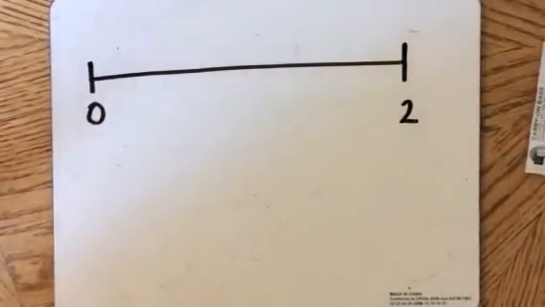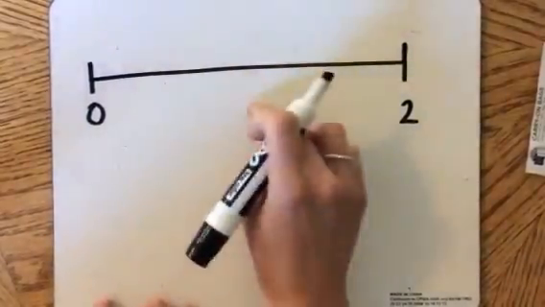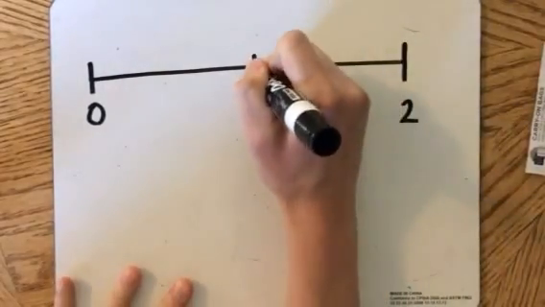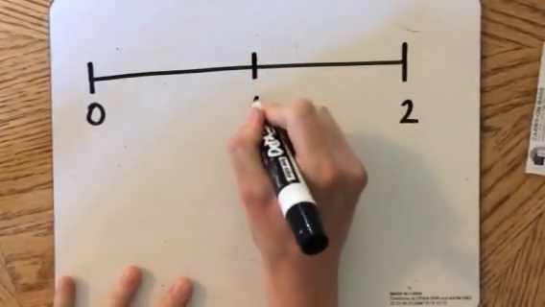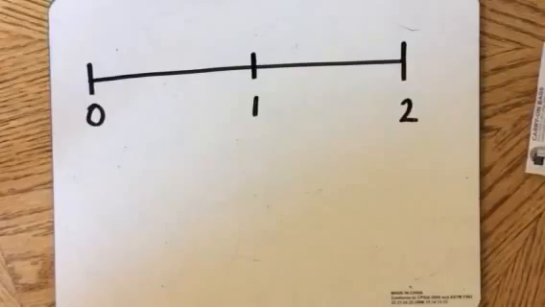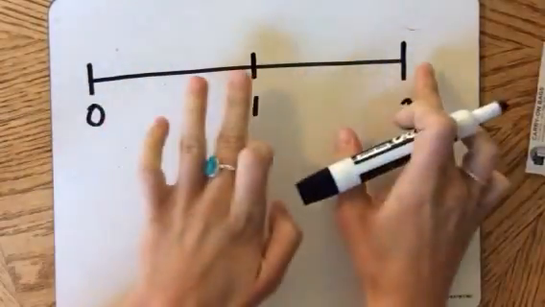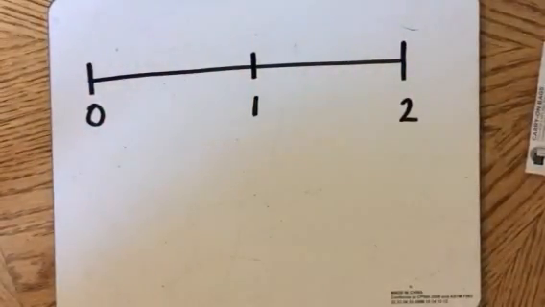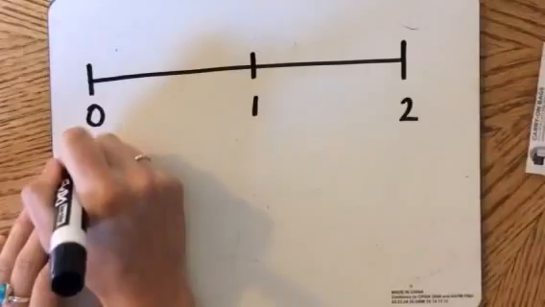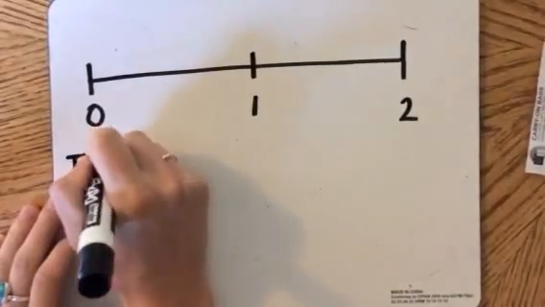Are we missing any whole numbers or integers between that? If I'm counting from 0 by ones, what do I have between 0 and 2? I've got 0, 1, 2. So I need to make sure I add in that number. 0, 1, 2. Doing my best to equally partition those. Now I'm going to look at what unit I'm going to be partitioning by.